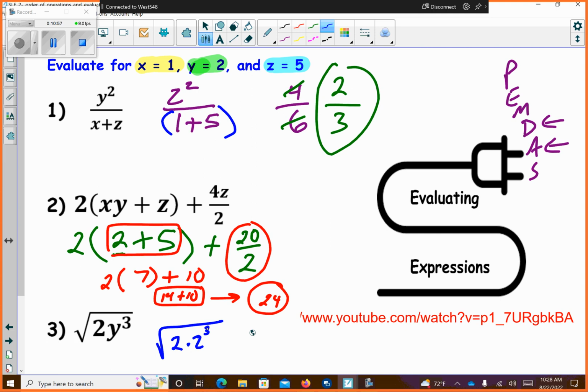So let's see if we can follow. Ready? 2 times 2 is 4. 4 times 2 is 8. 8 times 2 is 16. Anyone know what the square root of 16 is? 4. Good, good, good.